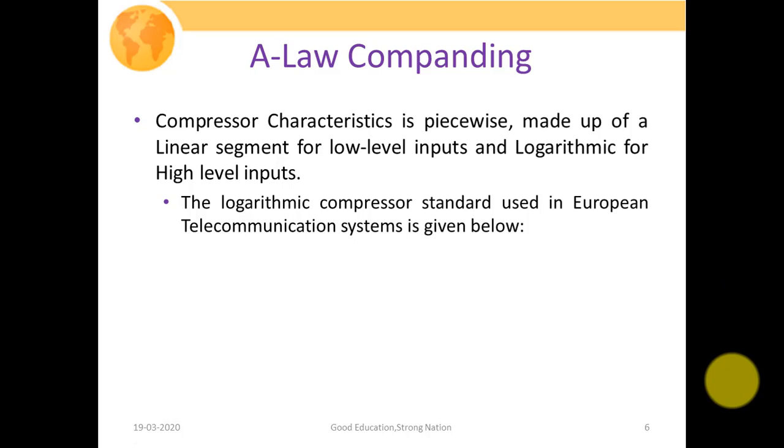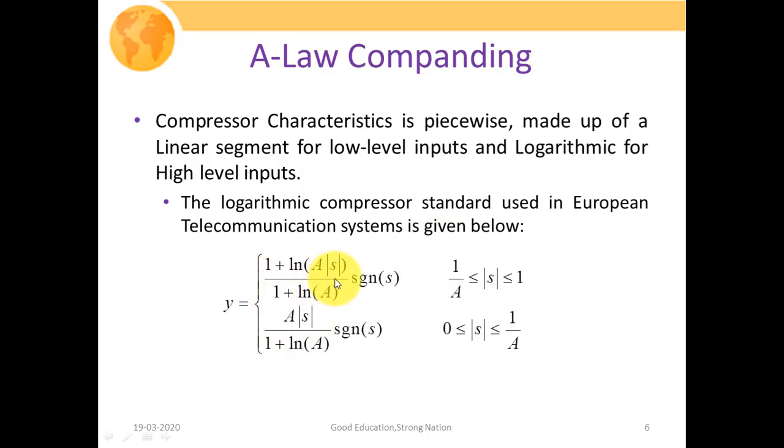So what is A-law of companding? A-law companding is performed by an A-law compressor, and the compressor characteristic is piecewise. I mean, it is not continuous. It is made up of a linear segment for low values of input, and for high values of input we have logarithmic scaling. The logarithmic compressor standard is used in European telecommunication systems, as we have already mentioned, and the characteristic of that logarithmic compressor is given as y equals (1 plus ln A times |s|) over (1 plus ln A) times sign of s, where |s| lies between 1 over A and 1.